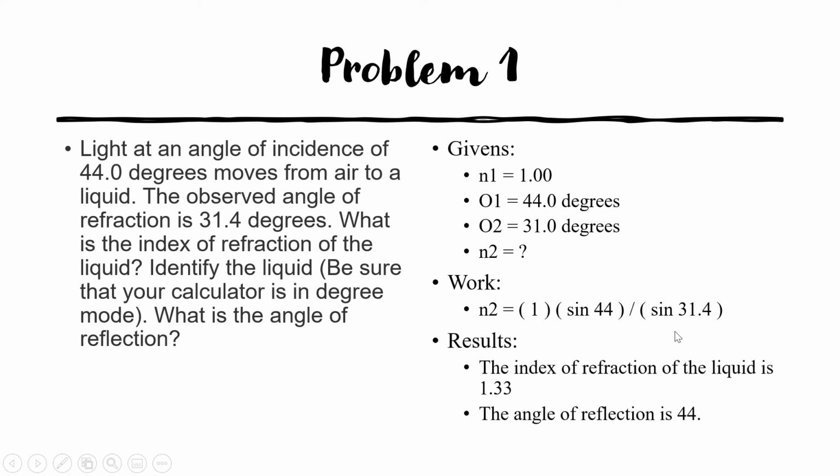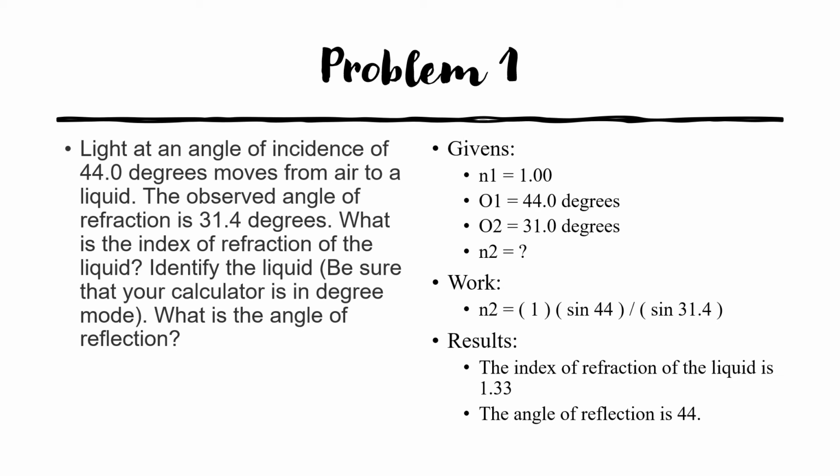So what is our result? The index of refraction of the liquid is 1.33. And they were also asking us to identify the liquid. So what is the liquid that has an index of refraction of 1.33? That is why you need to copy the table of content in your notebook. So now you can go back to the table of content and identify what liquid it is. I'm going to help you out a little bit here, and the one that has 1.33 is water.